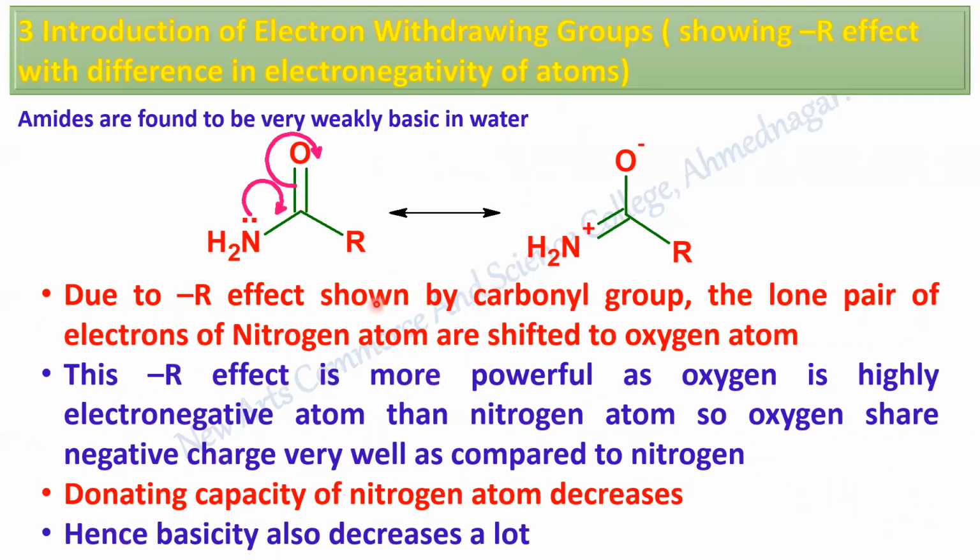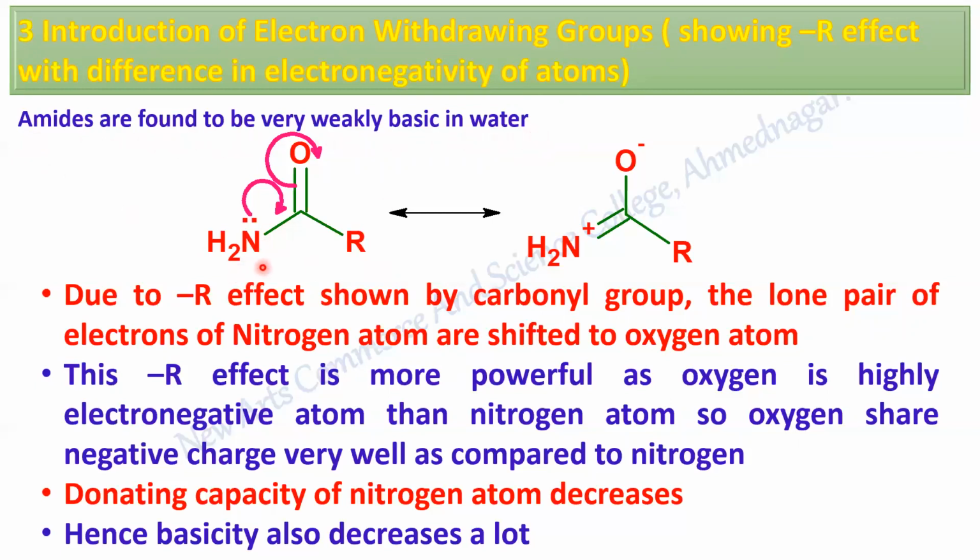Now this is the third factor: introduction of an electron withdrawing group showing a minus R effect, with a difference in electronegativity of atoms. So what is the meaning of this? A minus R effect is present which is attached to the nitrogen atom, and in the minus R effect, whatever electron density is delocalized, that electron density is shared by the atom which is more electronegative than nitrogen. So look at this, an example of an amide. Amides are found to be very weakly basic in water.